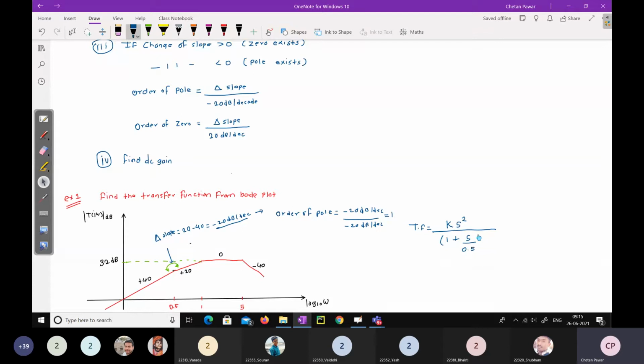At this particular frequency, one pole exists. So let us check the change in slope at corner frequency 1. You tell me what is the change in slope here? At this particular corner frequency, it is 0 minus 20, so that will be minus 20 dB per decade, right? Here also the change in slope is minus 20 dB per decade.